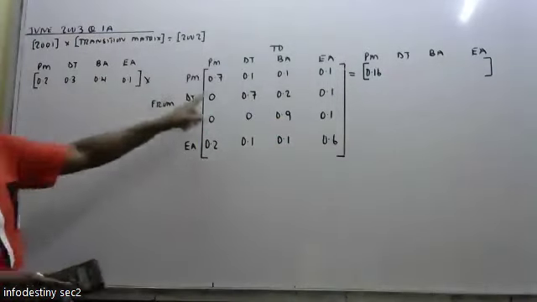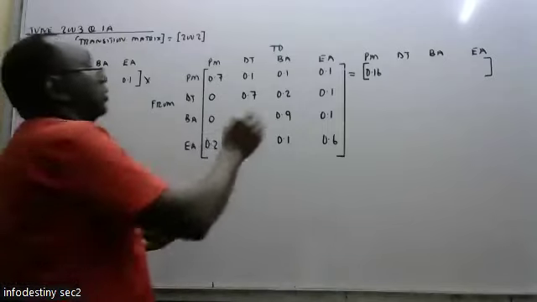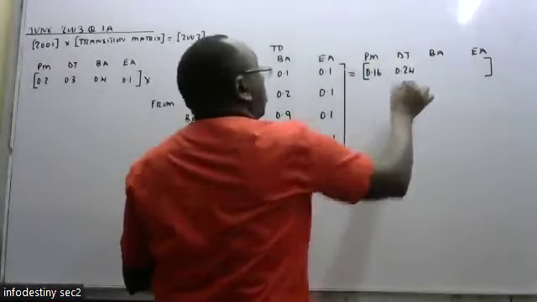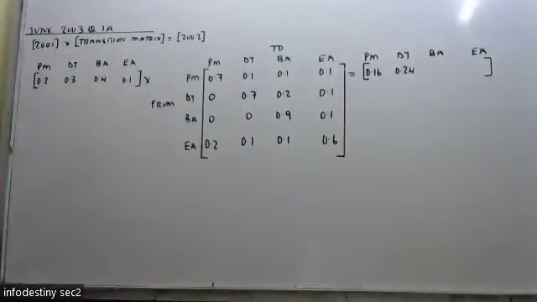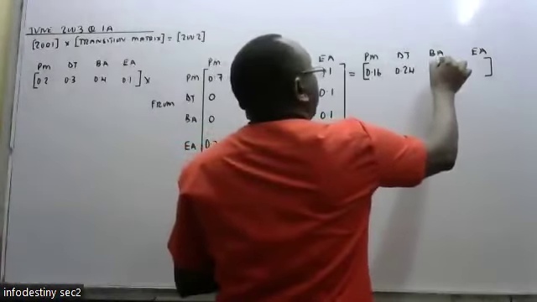And then you do the same here, you multiply by this, so that we say 0.2 times 0.1 plus 0.3 times 0.7 plus 0.4 times 0 plus 0.1 times 0.1, 0.24. Then 0.2 times 0.1 plus 0.3 times 0.2 plus 0.4 times 0.9 plus 0.1 times 0.1, 0.45.